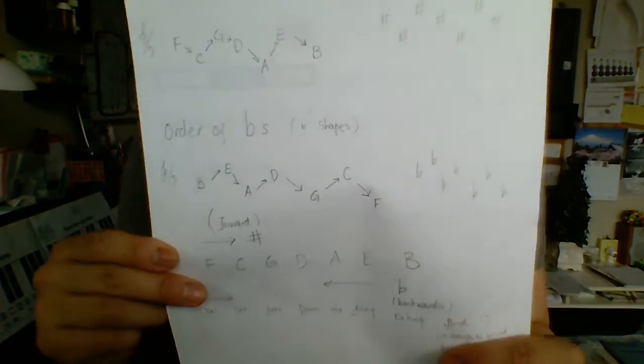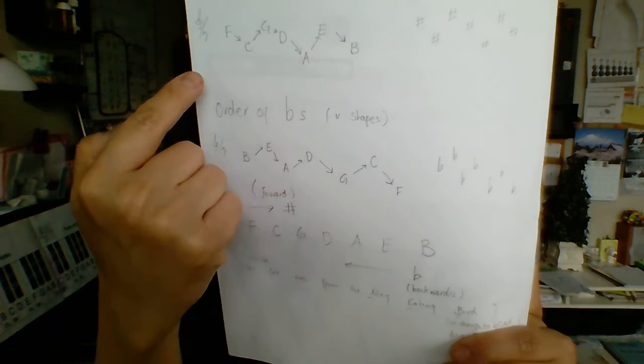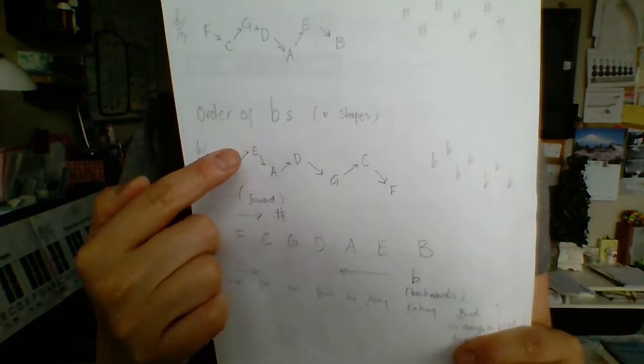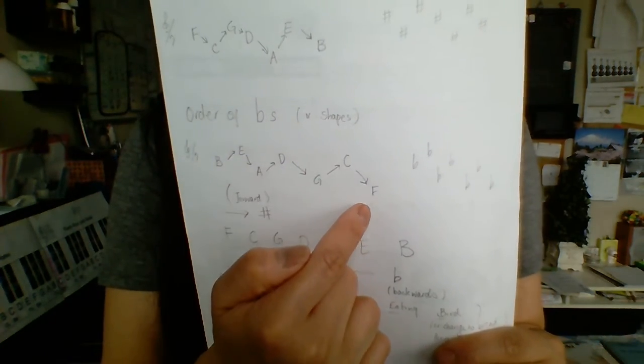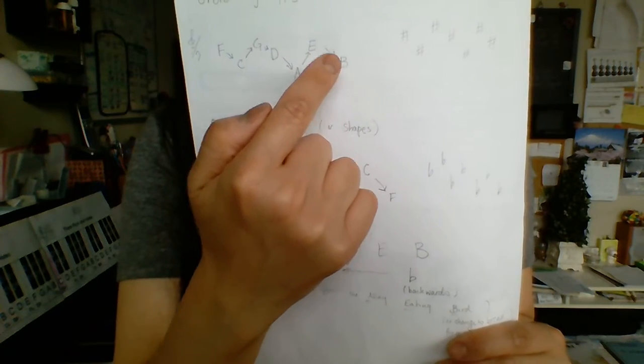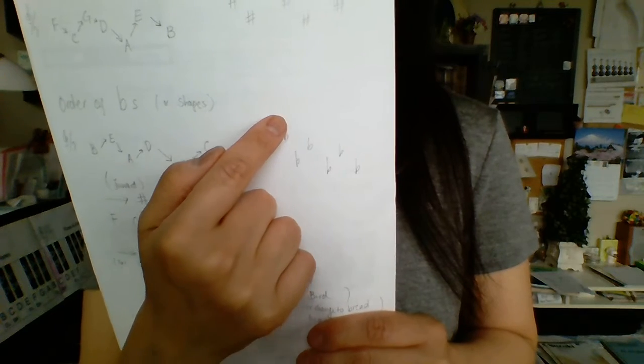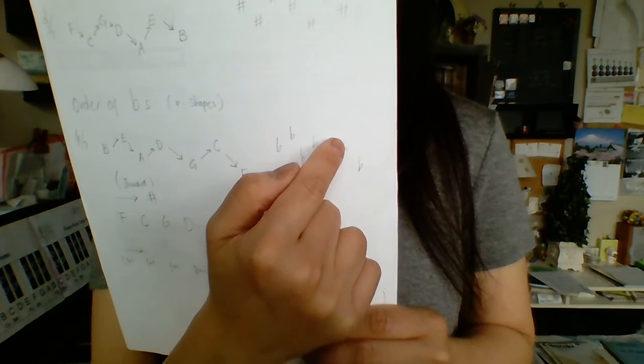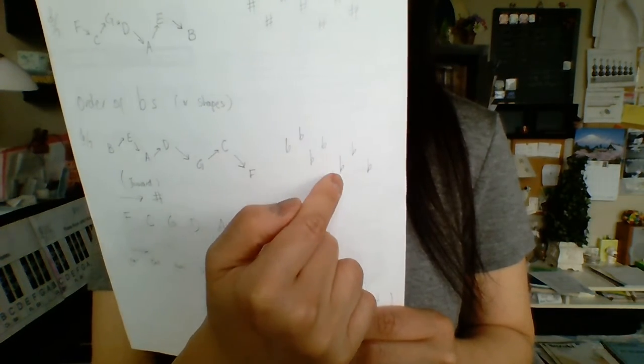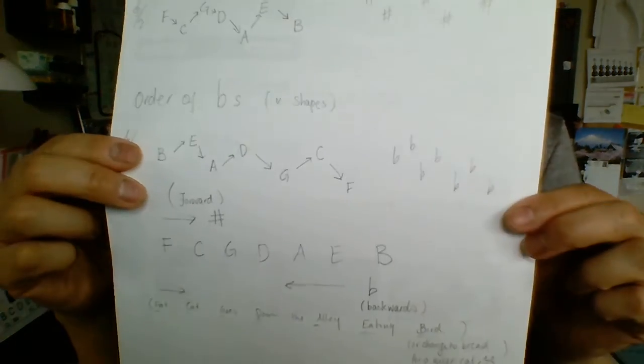For flats, it's actually reversed, but I just memorized B, E, A, D, G, C, F. If you look at this one, it's backwards. B, E, A, D, G, C, F. For flats, the shape is up, down, up like a zigzag. B, E, A, D, G, C, F on the music staff.